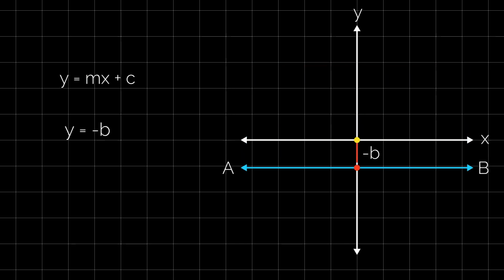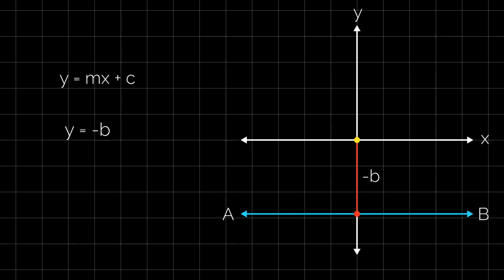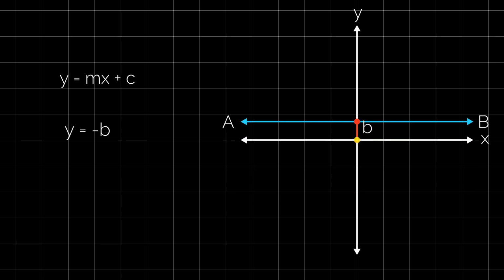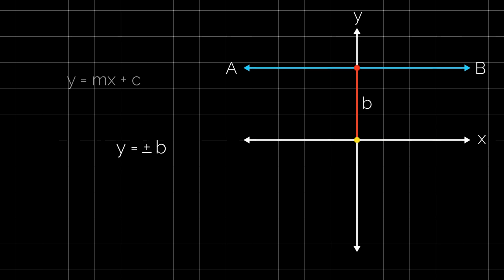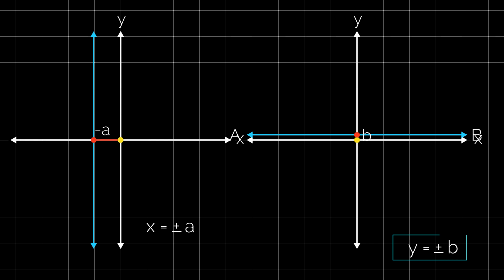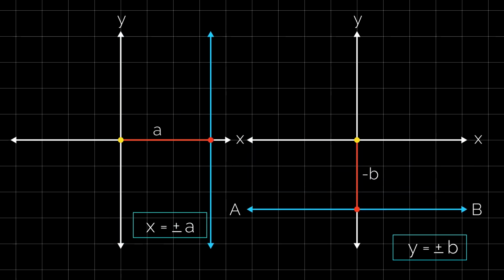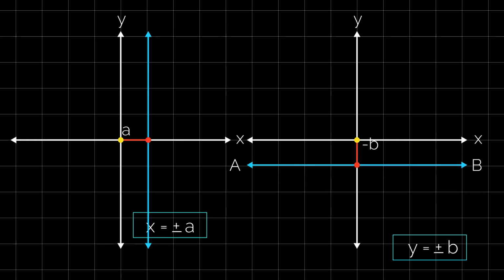If our line is below x-axis, then we have y equal to minus b, and above x-axis we have y equal to b, so y equal to plus minus b is the equation of line which is parallel to x-axis. Similarly, x equal to plus minus a is the equation of line which is parallel to y-axis.